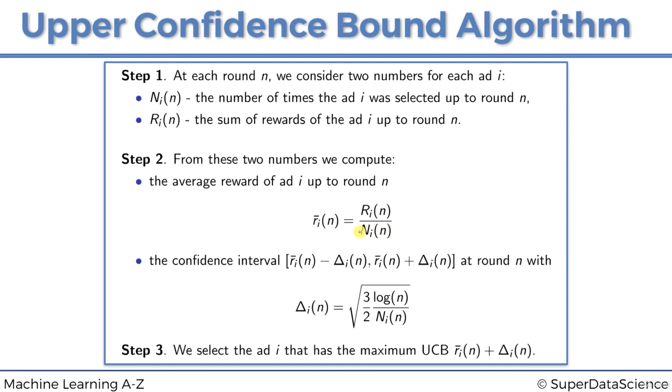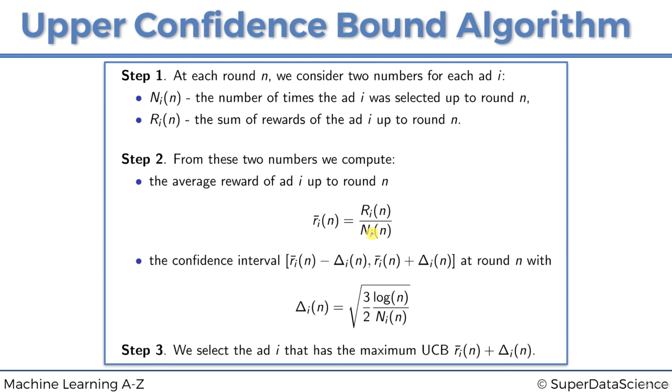And since this is exactly the number of times the ad i was selected, well, we need this to be different than 0 in order to compute this average reward, and therefore in order to compute then the confidence interval with the upper confidence bound. And that's why in the UCB algorithm, it's compulsory to make sure that during the first round, all the ads are selected. So actually, during the first 10 rounds, we have to use a trick so that we make sure to select all the ads. So that this way, well, all the N_i here, for all the different ads will be different than 0.